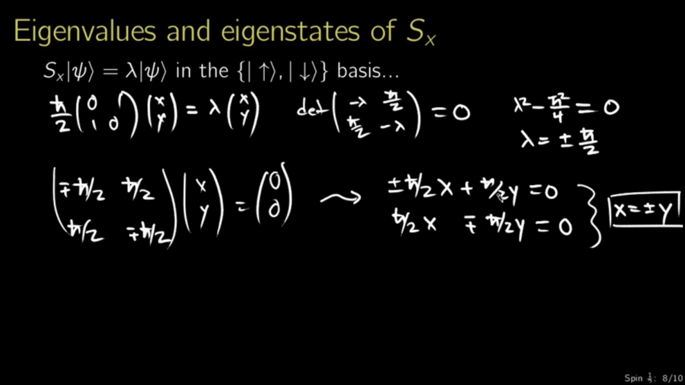x is plus or minus y, so I could write, for instance, that the eigenstate associated with the plus h bar over 2 eigenvalue, again with the plus sign now, is x equals y, or just something like 1, 1. That works, but that's not normalized. Let's run with that, actually. Let's say we substitute in x equals 1 and y equals 1. This is now for our h bar over 2 eigenvalue.